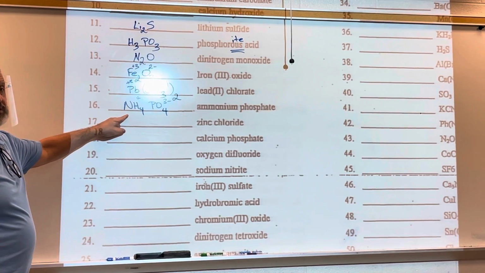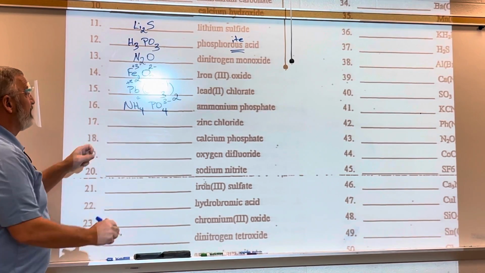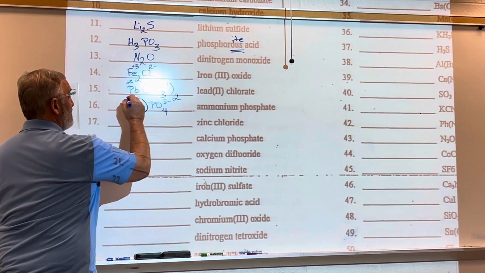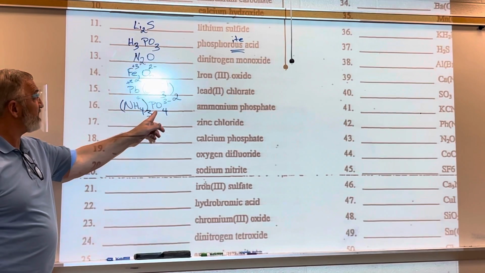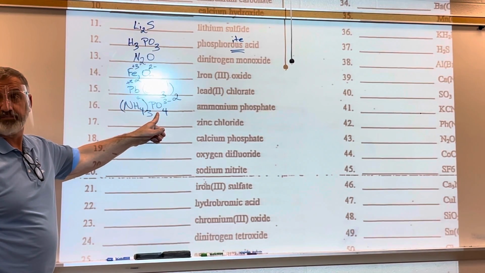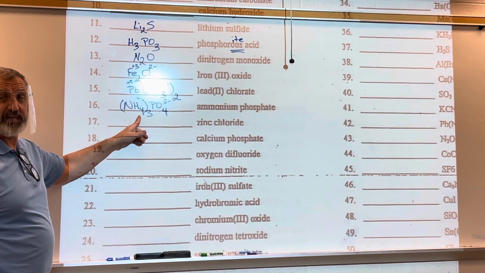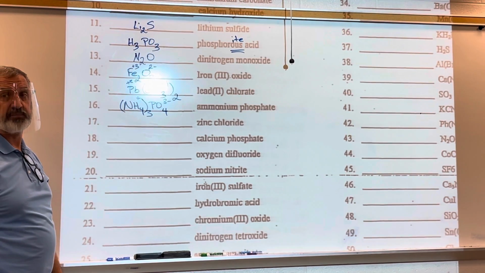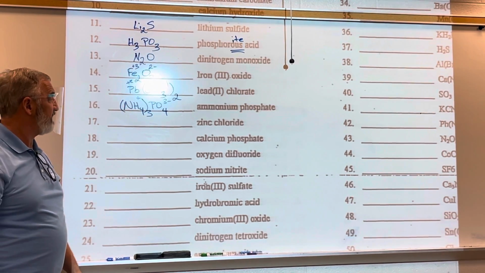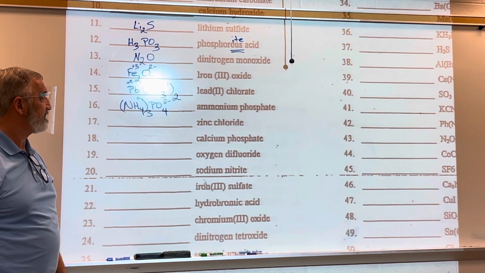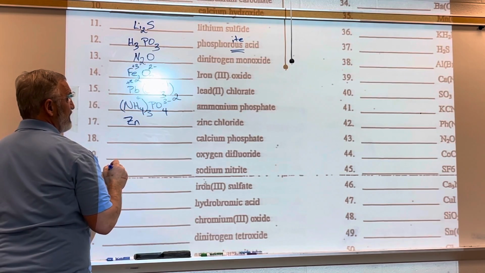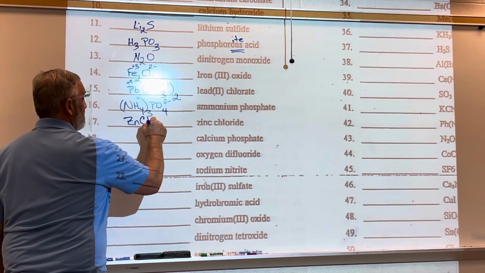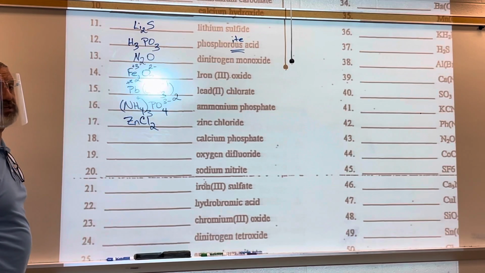Okay, so what do I need to do here? Around the what? Ammonia. Okay, so when you notice I don't need a parenthesis on the phosphate because there's only one of them. It's when you have more than one polyatomic ion is when you need the parentheses. Okay? So Creed, zinc chloride. Zinc's +2, chloride's -1, so ZnCl2.